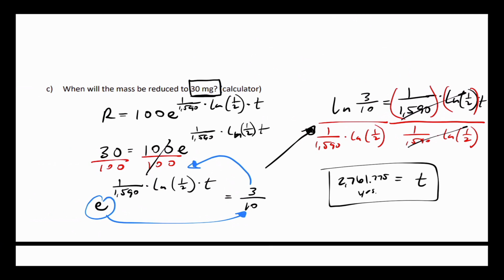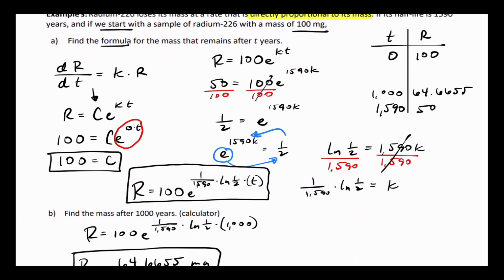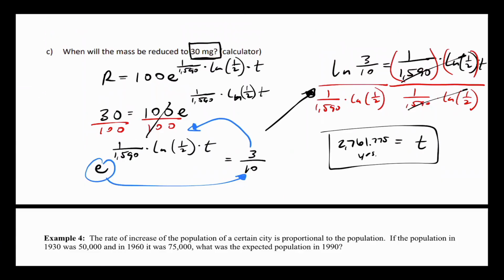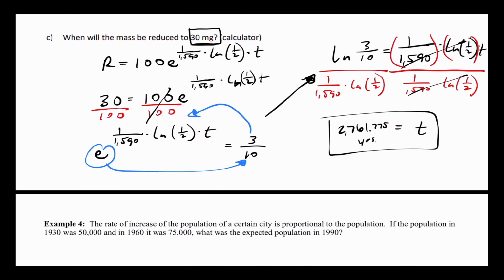Go back to your table. Does that number make sense? If I put 30 mgs in and around 2,700, is that going to make sense? Is 2,761.775 going to make sense? Yeah, it's reasonable. It is reasonable.